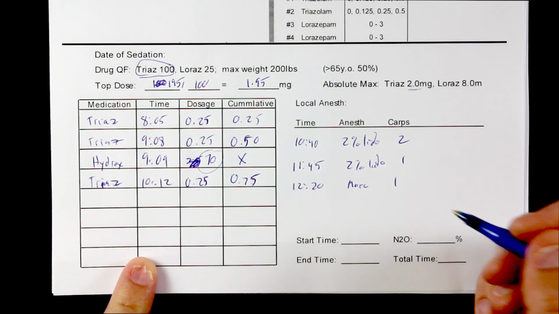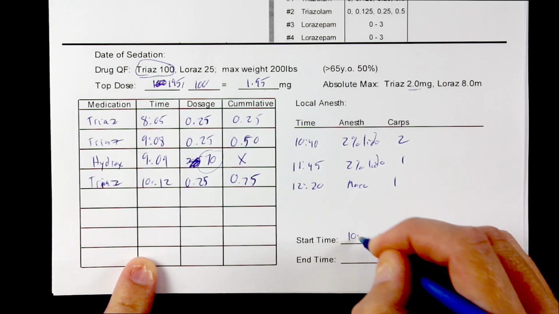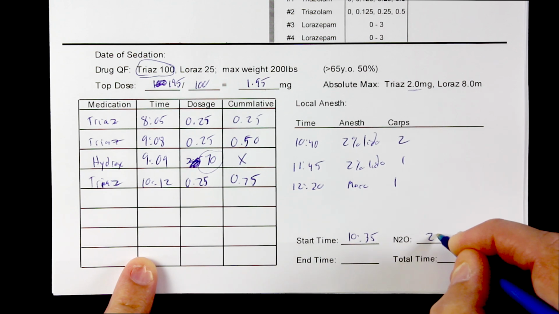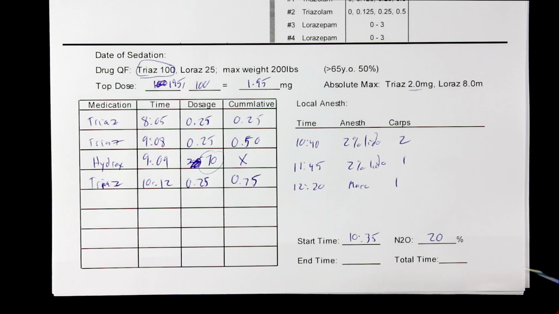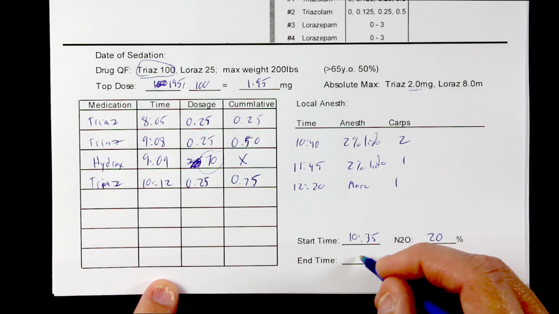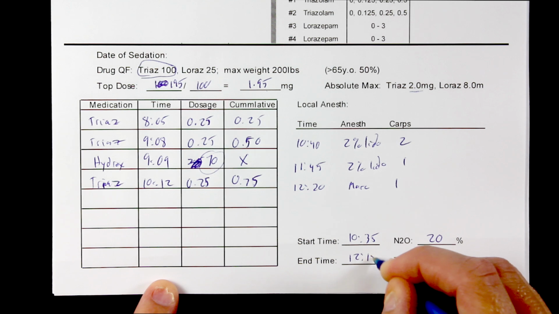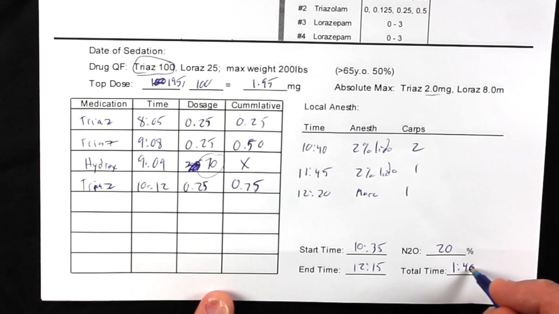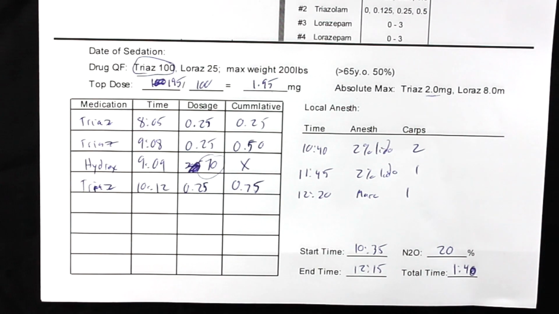Let's say we started him on nitrous at about 10:35. We had a nitrous level of 20%. And we ran it all the way until about 12:15. And then we would add that up and come up with our total time, 1 minute and 40 seconds. So that's how we fill out this form for our oral conscious sedation.